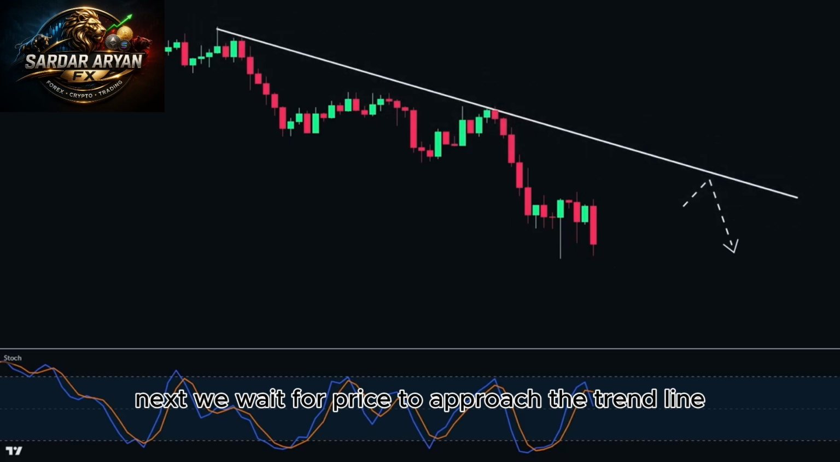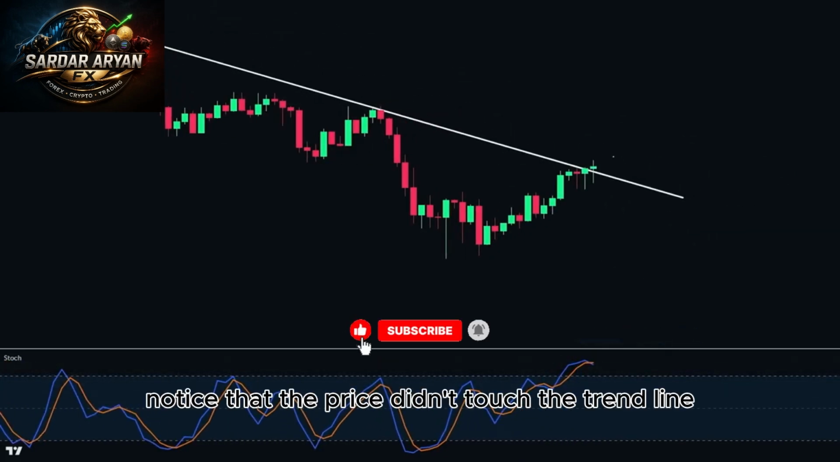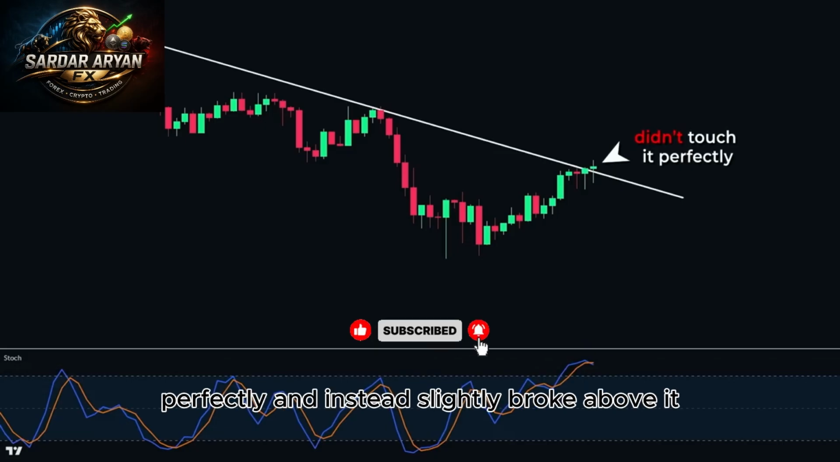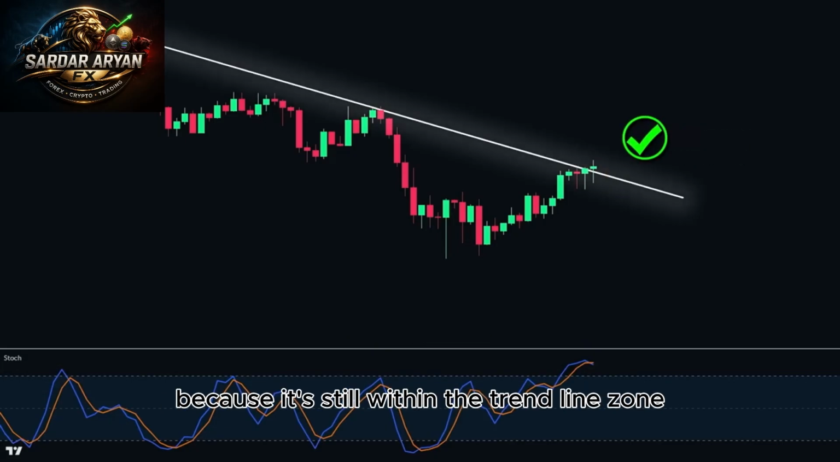Next, we wait for price to approach the trend line while the stochastic crosses the overbought line. Now in this example, notice that the price didn't touch the trend line perfectly and instead slightly broke above it. However, this still counts as a valid setup because it's still within the trend line zone.